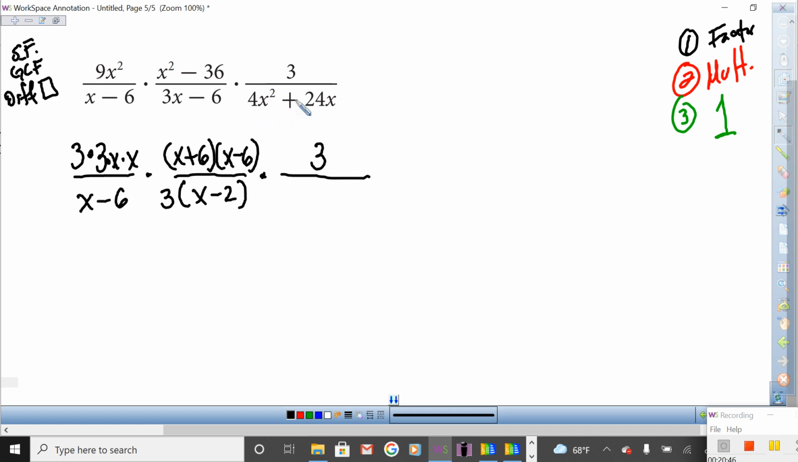Denominator. What did you get for your denominator, Ivan? 4x times parentheses x plus 6. Hands, have you got that? Some of you might have written 2 times 2, which is still fine. But for right now, we're good up to right there. Step 1 is done. Let's go to step 2.